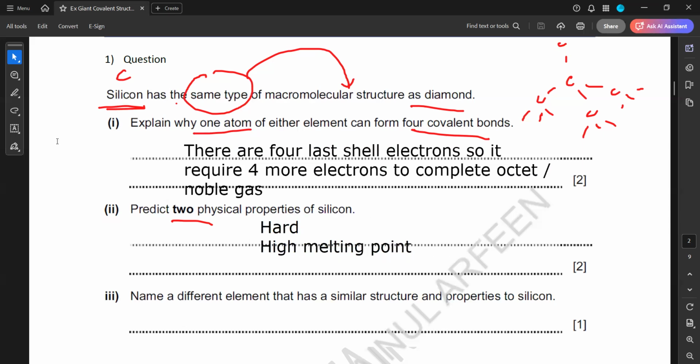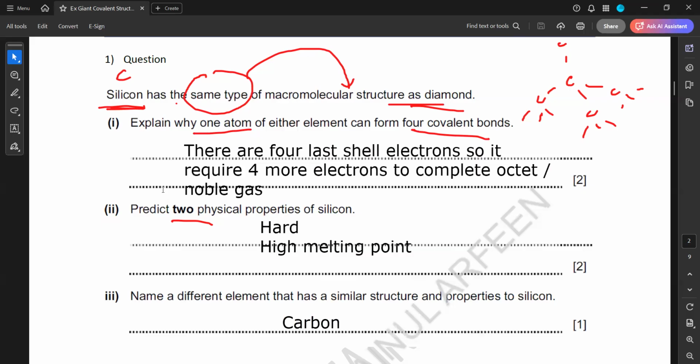Name a different element that has a similar structure and properties to silicon. Germanium. You have to check the group 4 elements; any group 4 element is right. Carbon will also be acceptable, because they mentioned diamond here, so they do accept carbon as well. You can say carbon, you can say germanium, both are acceptable.